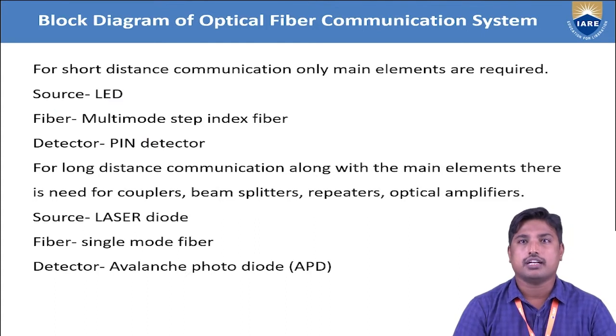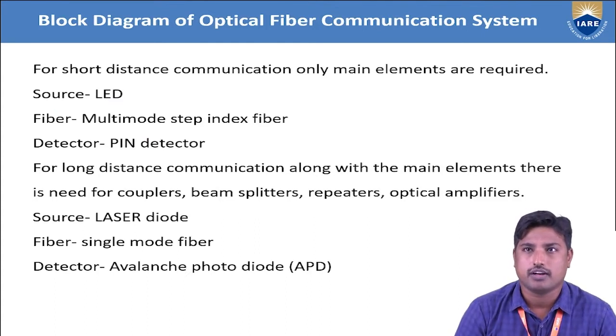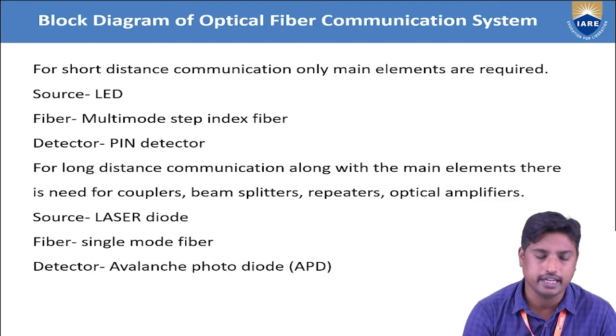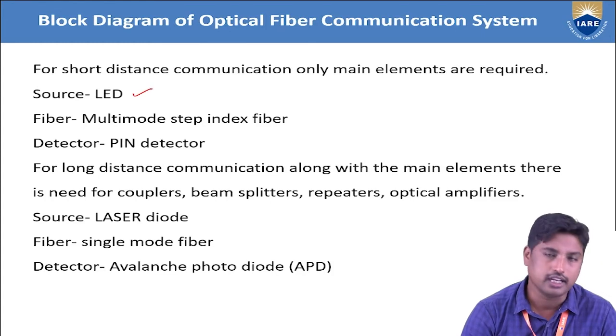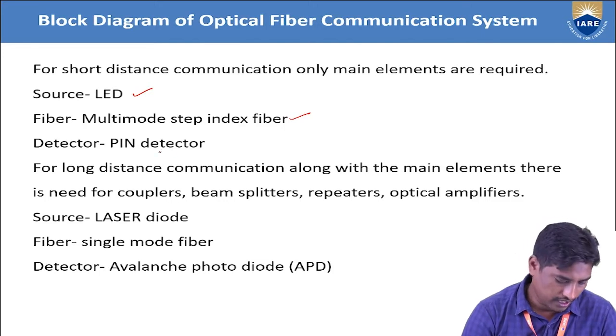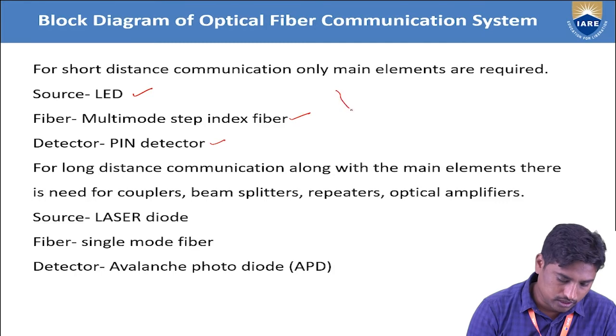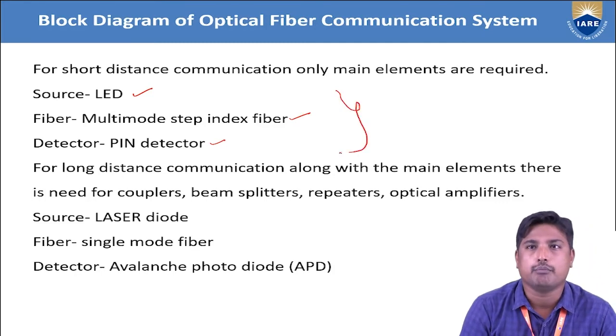So, for shorter distance communication, what are the elements required? See here. For the shorter distance communication, we are using the source as LED, the fiber is multi-mode step index optical fiber, and the detector is PIN detector. These are the three we are using for shorter distance communication.